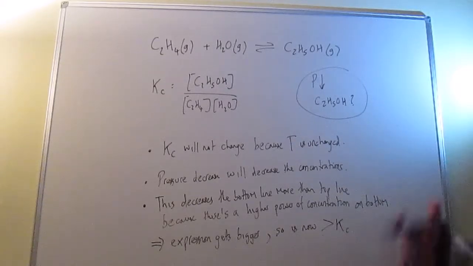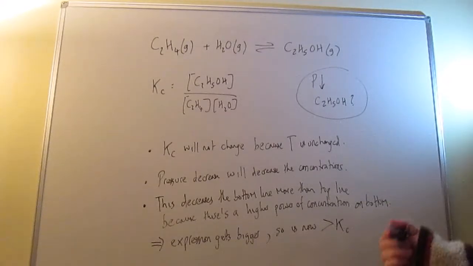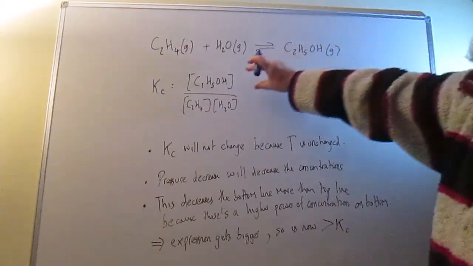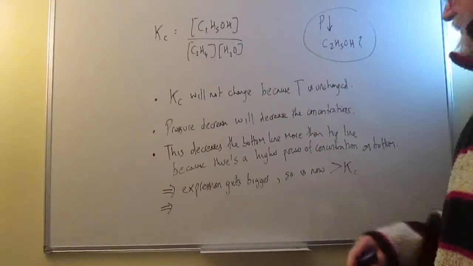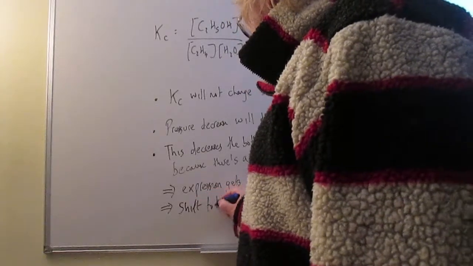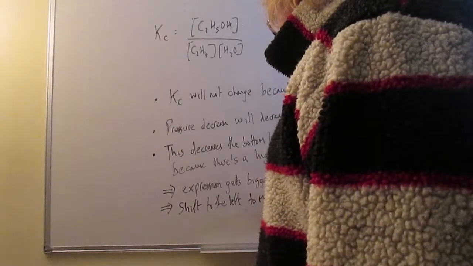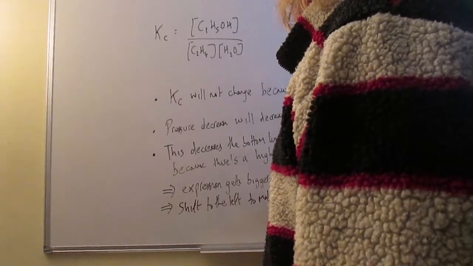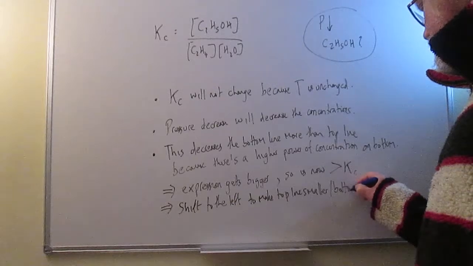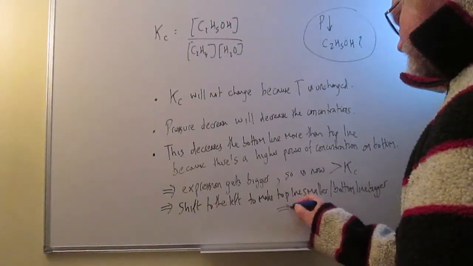And now we're almost there, because you then just say, so what has to happen in order to get back to Kc? Well, we've got to decrease the value. And how do we do that? Well, we shift to the left. Okay, because if we shift to the left, it decreases the top line and increases the bottom line. So that's what we need to say then, that it will shift to the left to make the top line smaller and the bottom line bigger, and hence return to Kc.